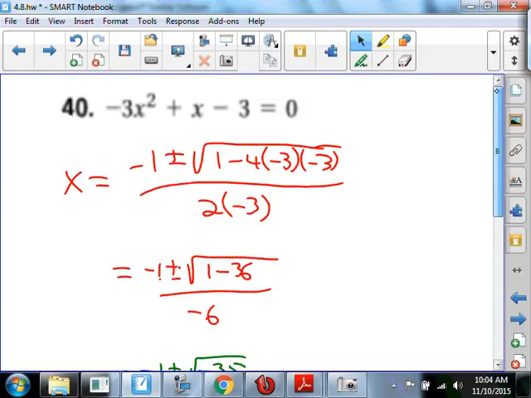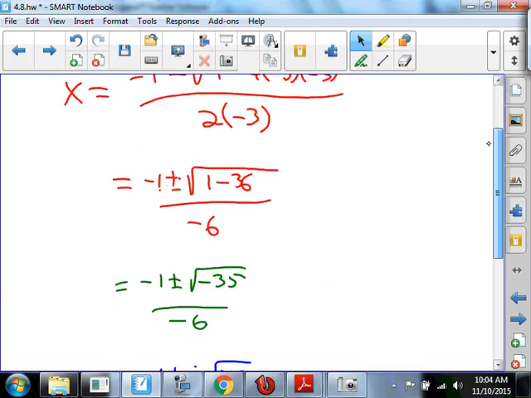Negative b plus or minus the square root of b squared minus 4ac, divided by 2a. Okay.